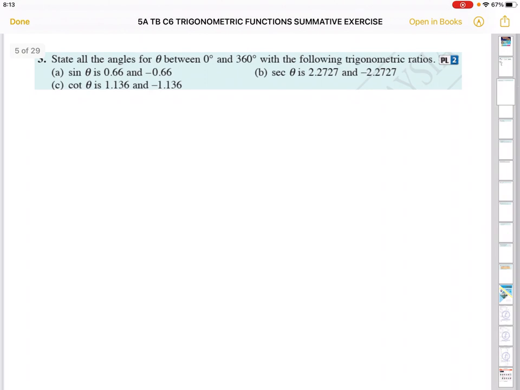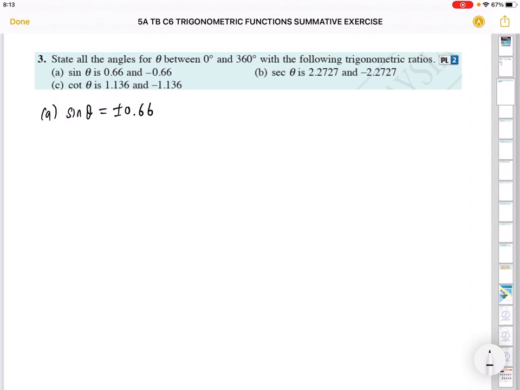State all the angles between 0 and 360. Yeah, given the trigonometric ratio. So these are given in degree. You're supposed to find angle in degree. So part A, sine theta is 0.66 and negative 0.66. So I'll just write this as plus minus 0.66.